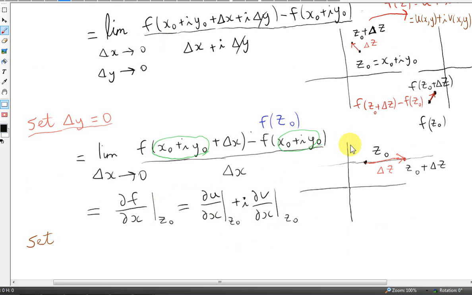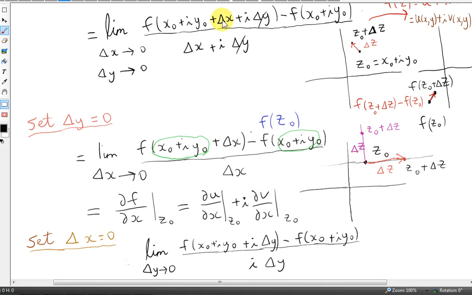Now, since the limit doesn't depend on the path, we can take a different path. Now this time we'll take a vertical path. So here is a nearby point, z0 plus delta z. And we can see here that delta z does not involve delta x. The horizontal distance between these 2 points is 0. So we see the delta x terms disappearing. So we just have i delta y in the denominator.